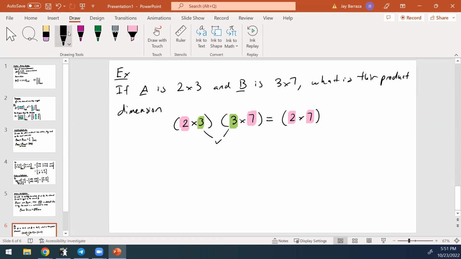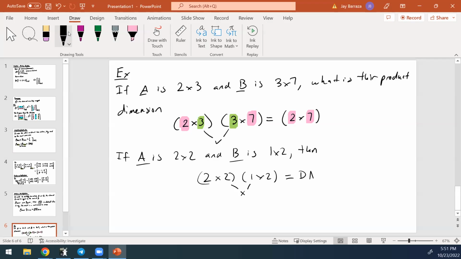Now, if they don't match, so if A is 2 by 2 and B is 1 by 2, then 2 times 2 times 1 by 2, these right here, no. So then this is D and E. Okay? Or I mean, if you want to say, you could say like match. No match. Right? That's the idea.